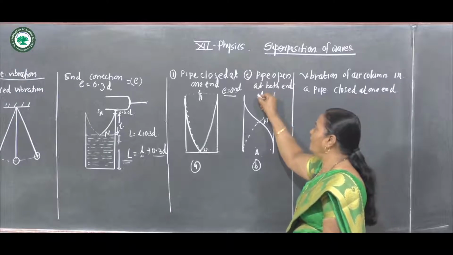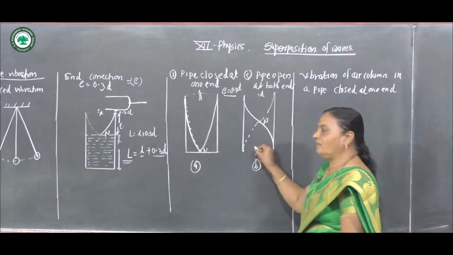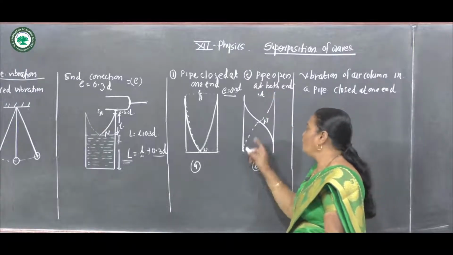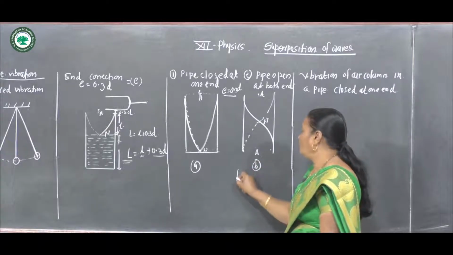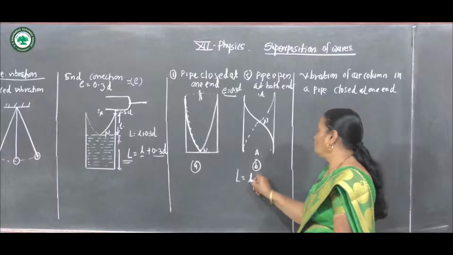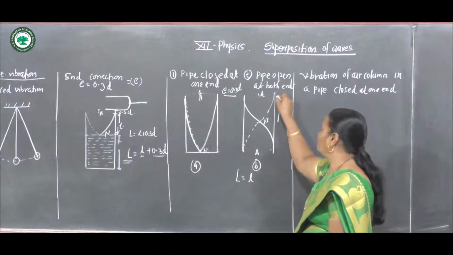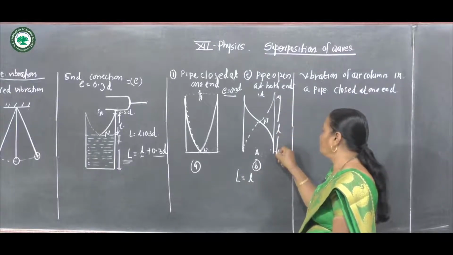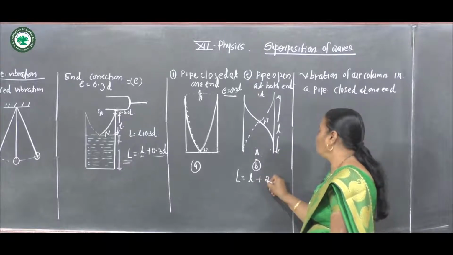Therefore, there is one end correction here and one end correction here. There are two end corrections, and we can say that the corrected length is L equal to the length of air column, L, plus 2E.